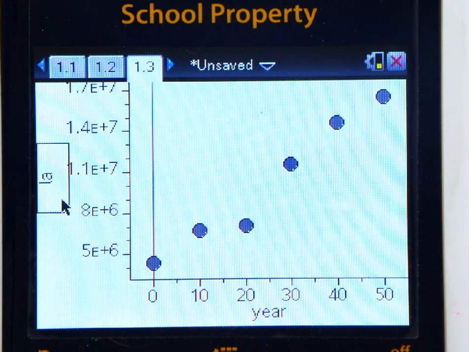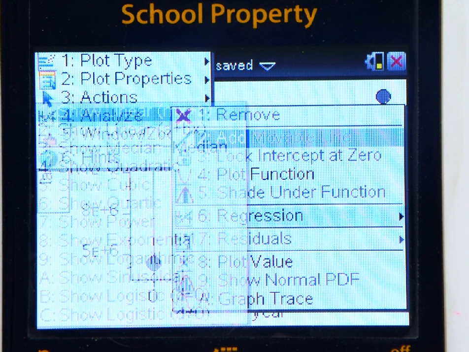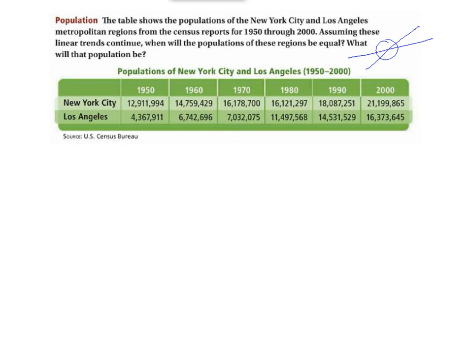So now I'm going to enter a trend line in for Los Angeles. So I want to analyze and regression and show that linear trend line. Now I'm going to write that down. That equation was y equals 251,030x, and then the 3.815 E6 is scientific notation.